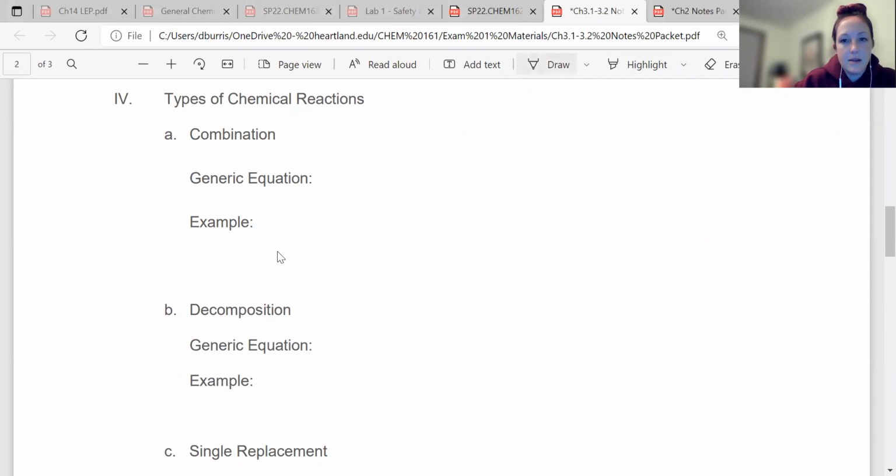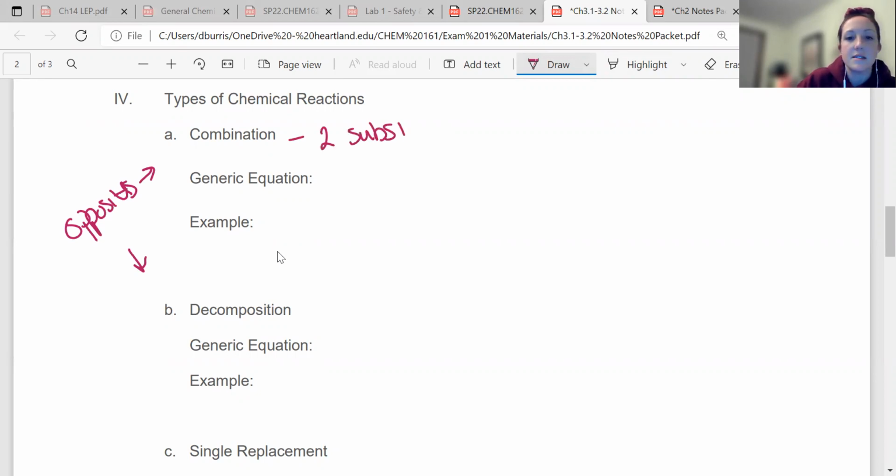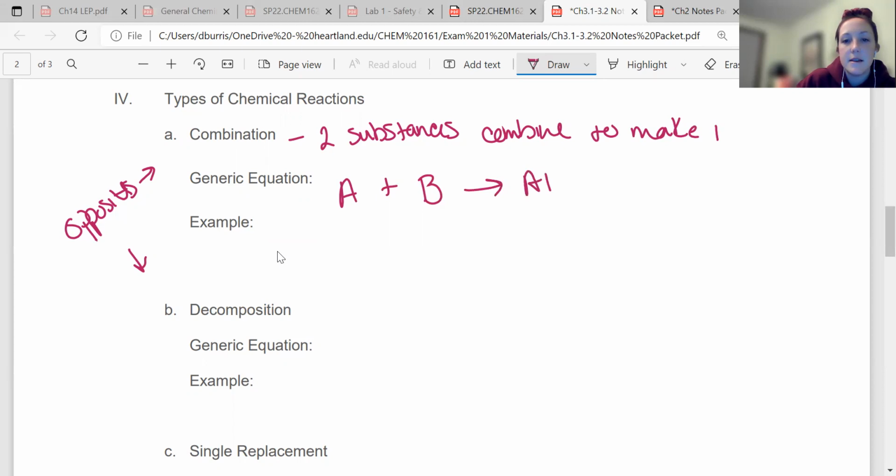What happened to my pen? So these are opposites. Something combining versus something decomposing makes sense, right? So combination is essentially 2 substances combine to make 1. All right. So the generic equation is like A plus B makes AB.